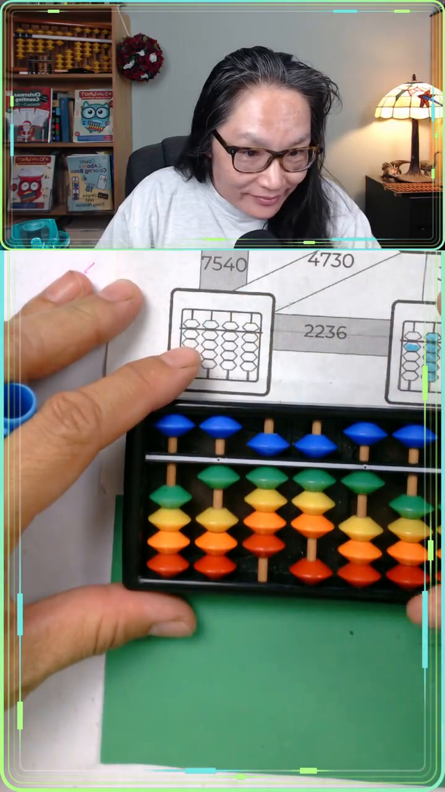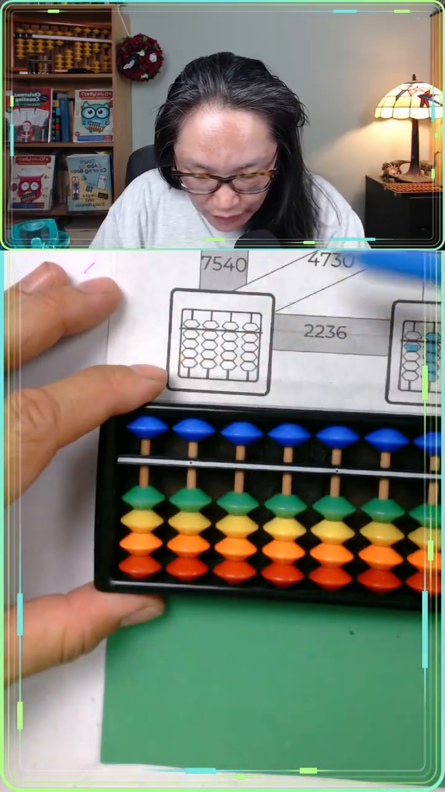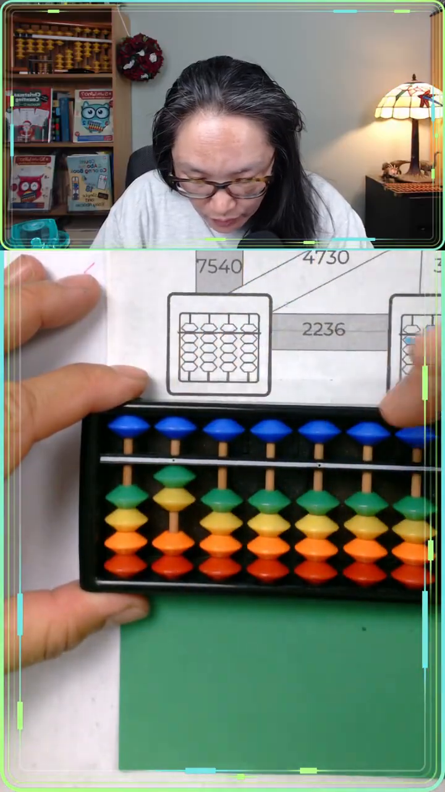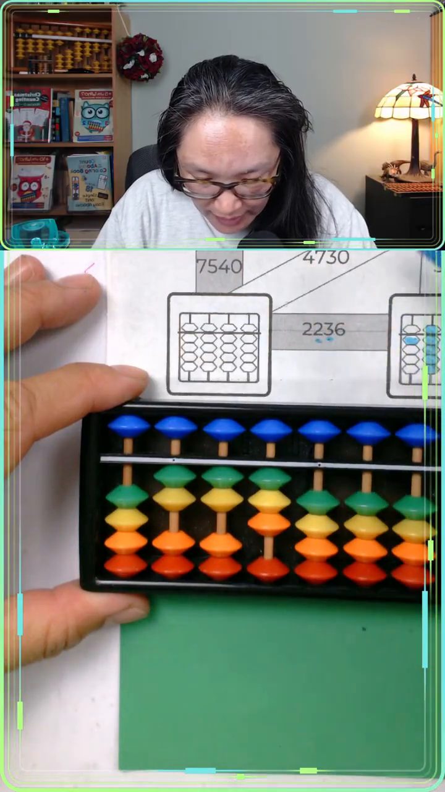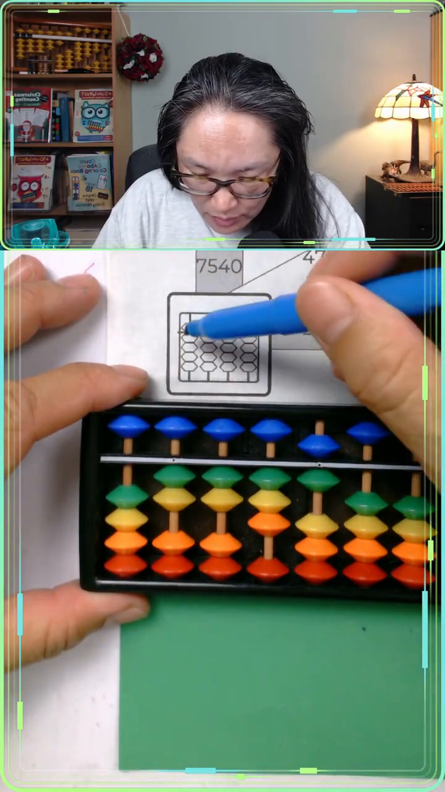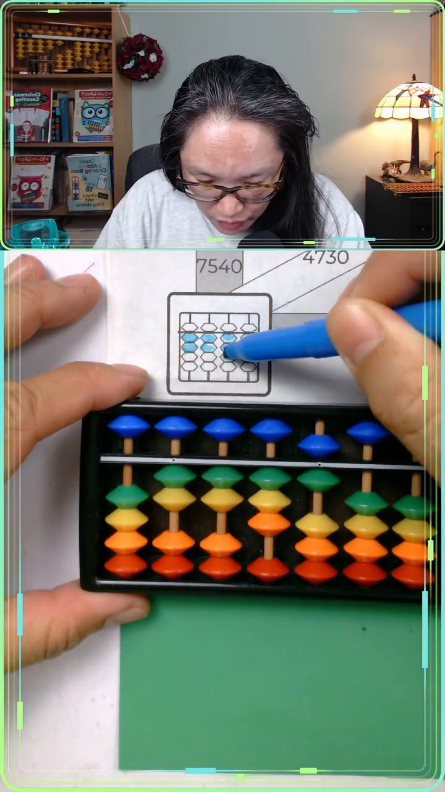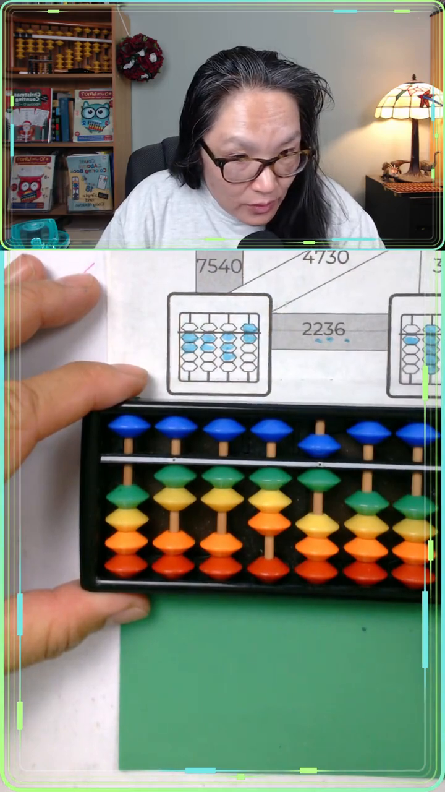I can see everything. So the next one is 2,236. So we do 2, 1, 2. We have another 2 over here, 1, 2. We do 3, 1, 2, 3, and then 6. The top bead is 5, plus the 1 is 6. So we have 2, 1, 2, 1, 2, 1, 2, 3, and then 6.